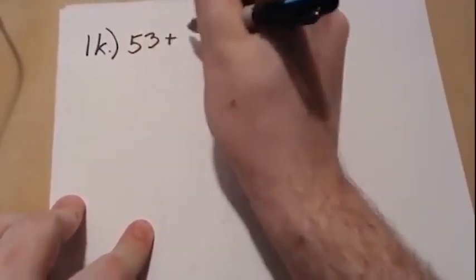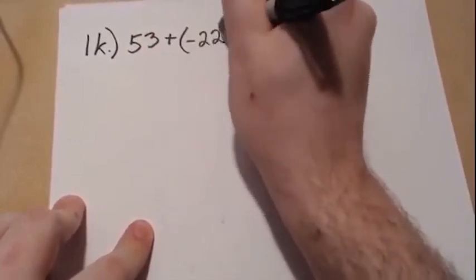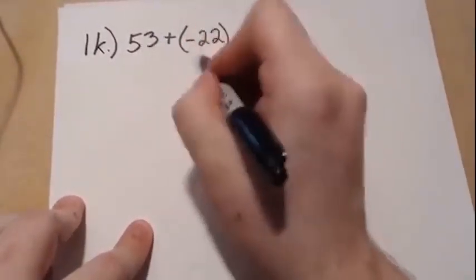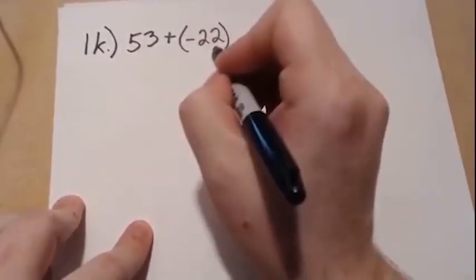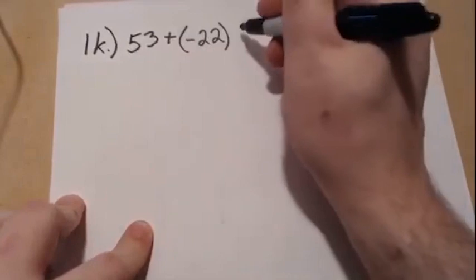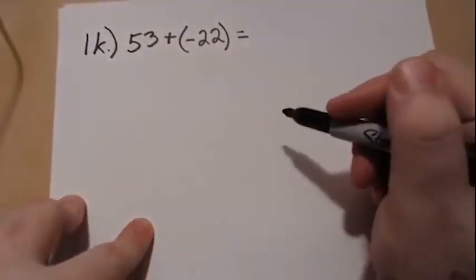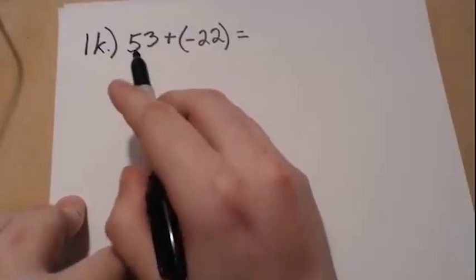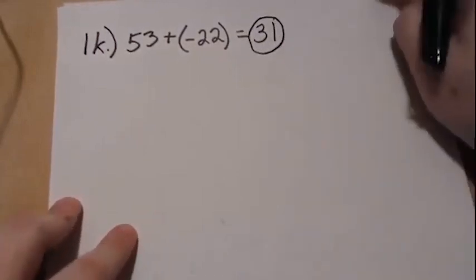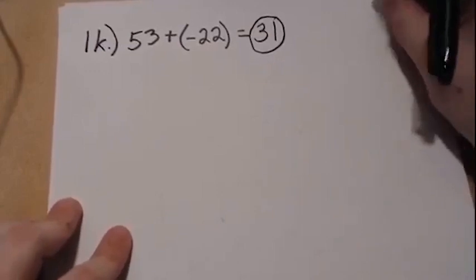1K. 53 plus negative 22. We're adding two numbers. They have different signs. The larger absolute value would be 53. That comes from a positive number, so our answer is positive. 53 minus 22 is 31, so our answer is positive 31.